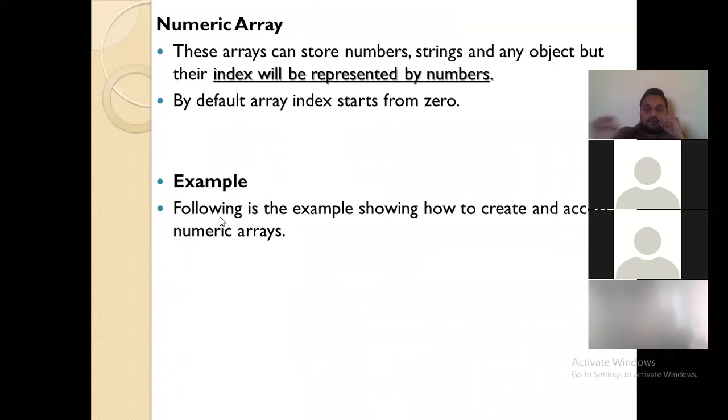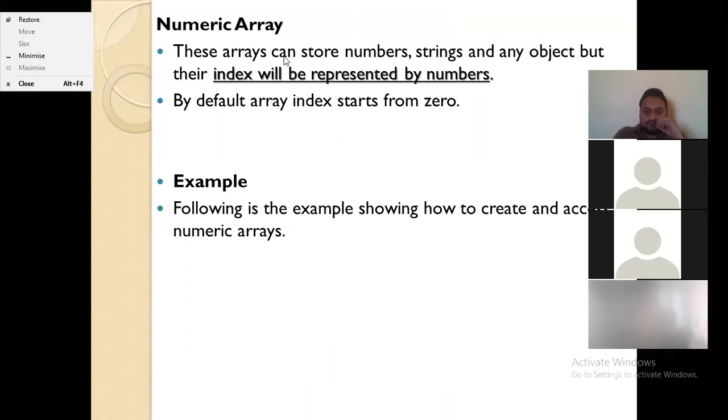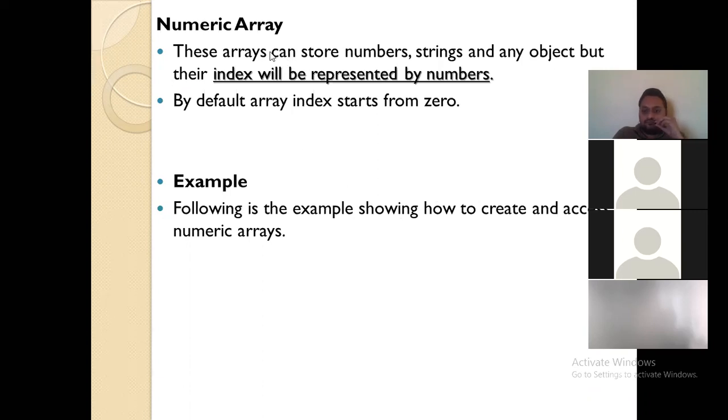First we will see numeric arrays. These arrays can store numbers, strings, and any object, but their index will be represented by numbers. By default, the array index starts with 0. See the following example.